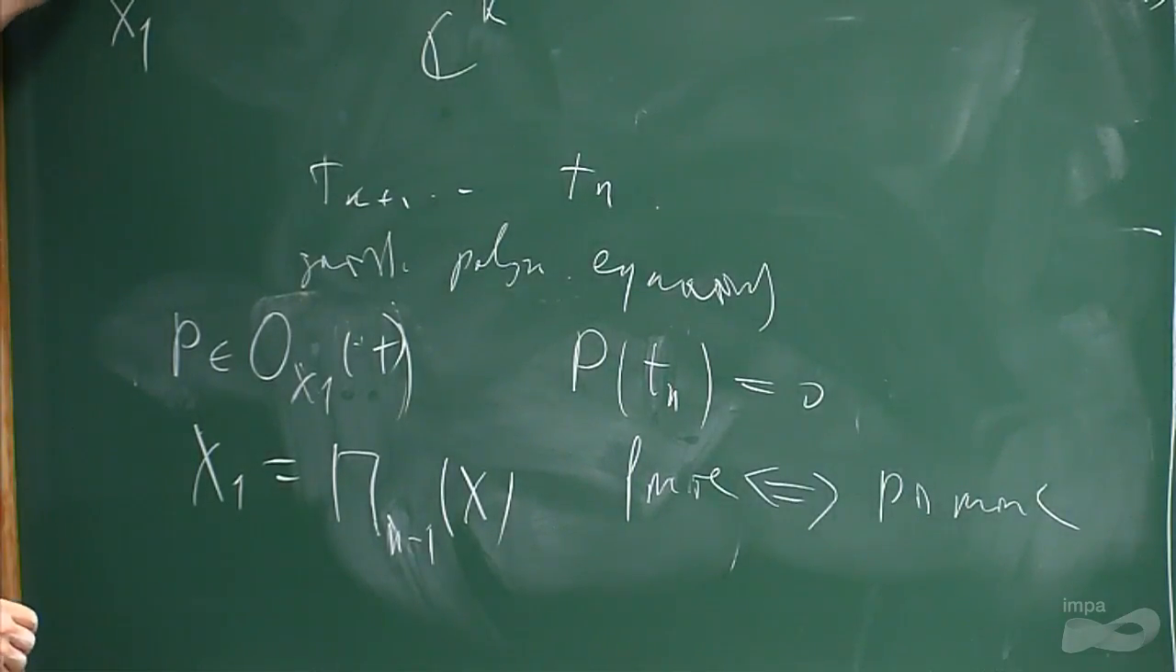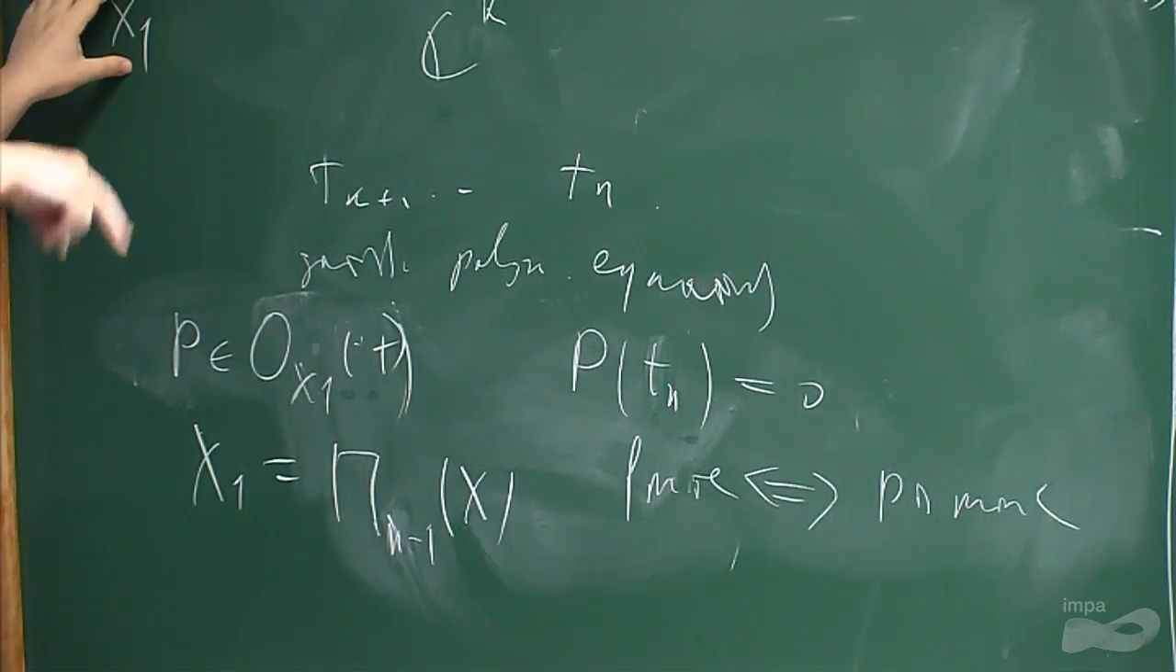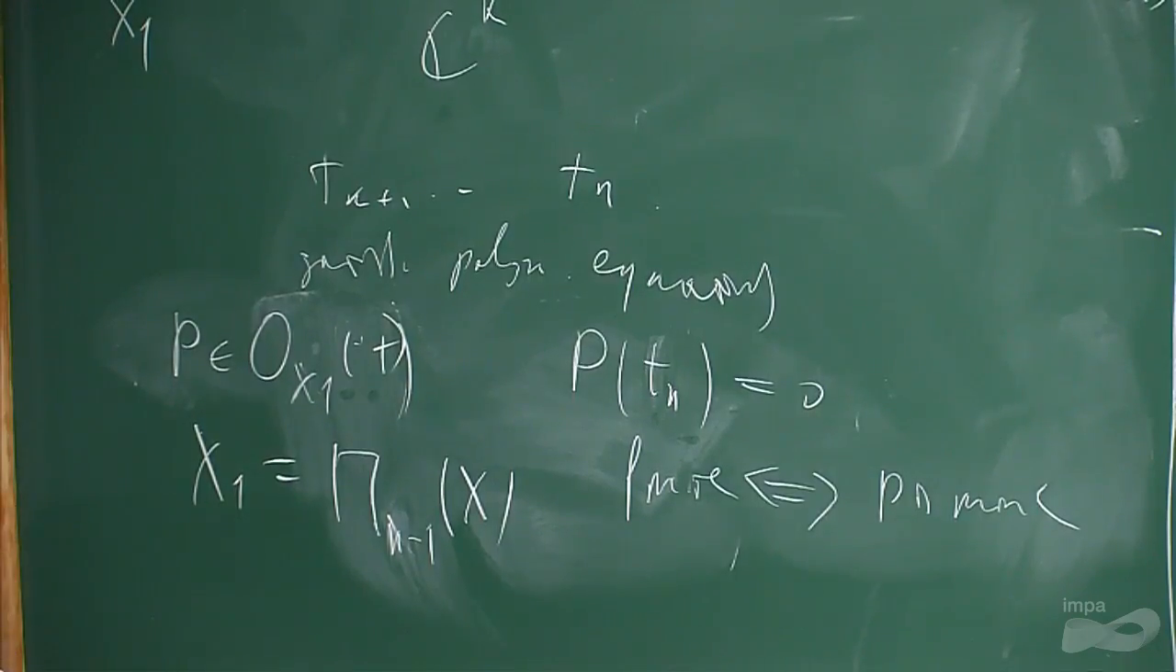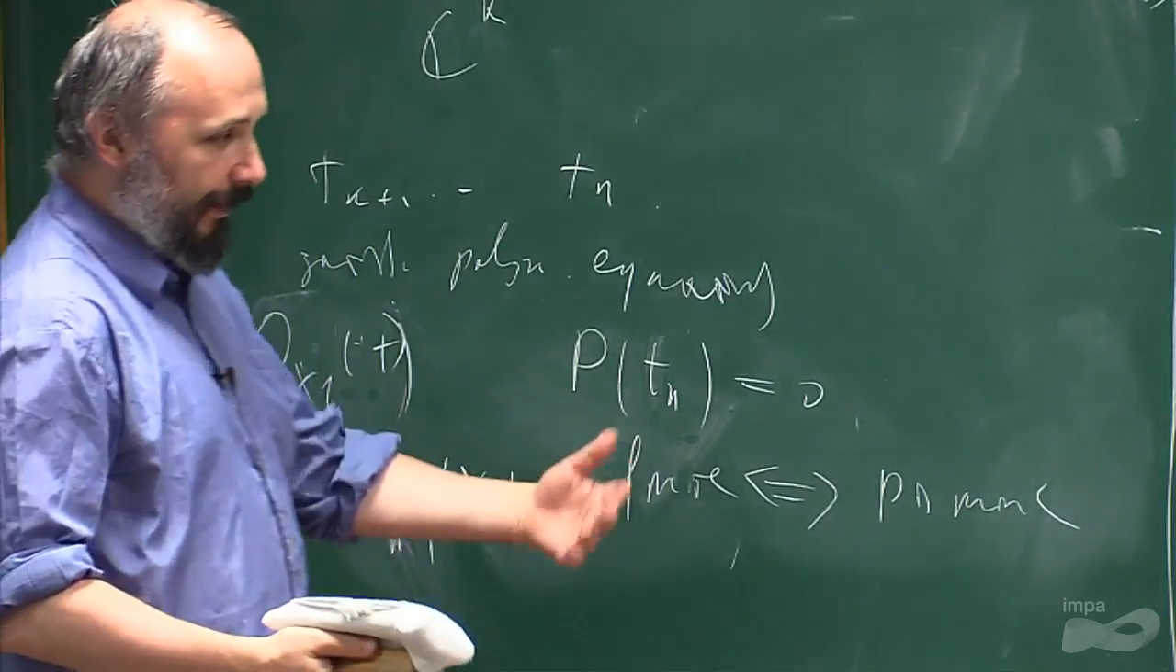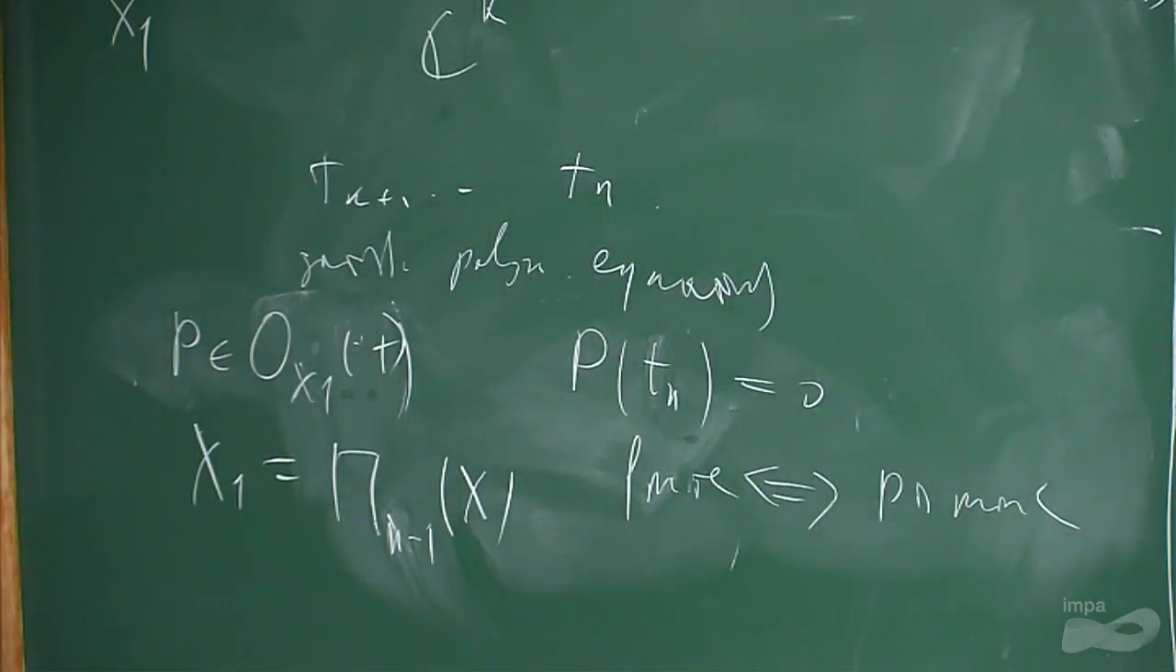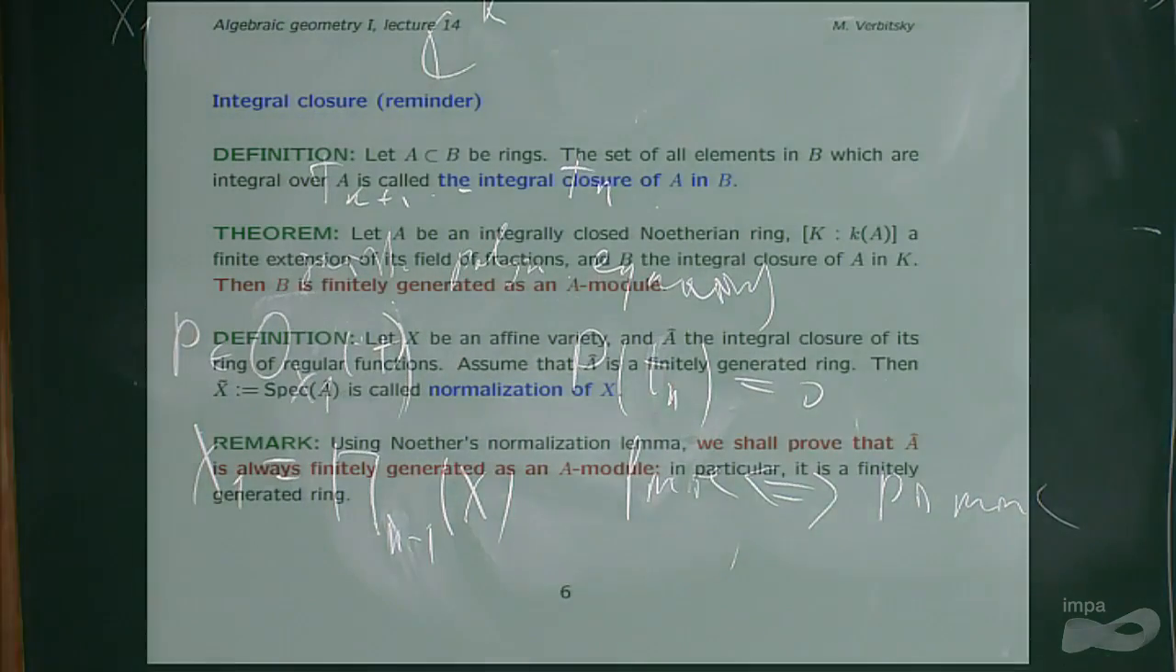Because what is O of x? It's O of x1, where you added one more variable. And then we know that addition of one more variable is finite as a model over the smallest ring if and only if the polynomial is monic, a polynomial with leading term 1. So maybe it's something I should have done earlier. So let's see it. Integral closure.